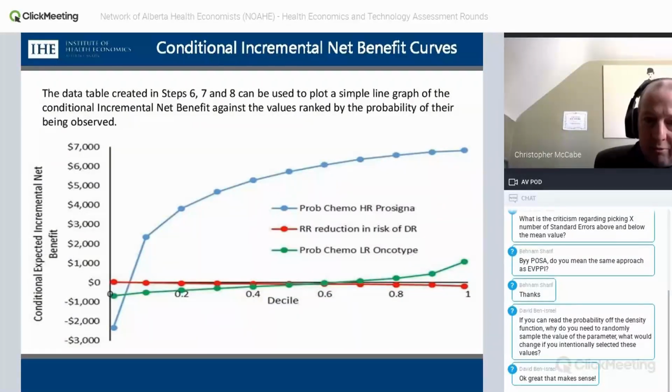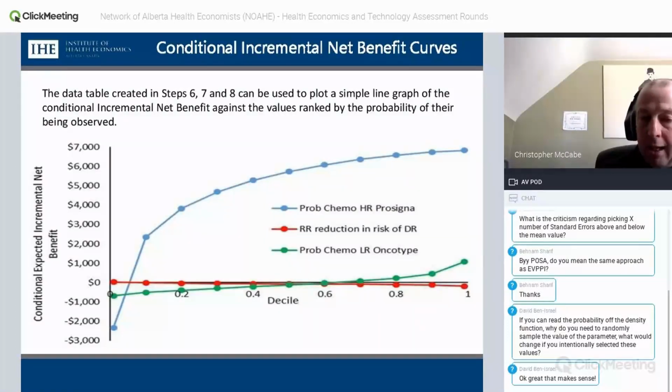The next one is the relative risk reduction for reduction in risk of distant recurrence between the tests, Prosigna versus Oncotype, if I remember rightly. It's so close that it has almost no impact. The sensitivity of the net benefit to this is close to zero. You could imagine if you put it as a scatter plot on the cost effectiveness plane, it would be clustered around the origin.